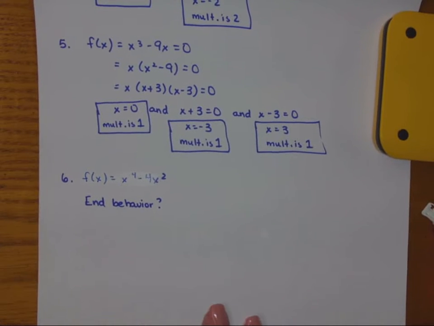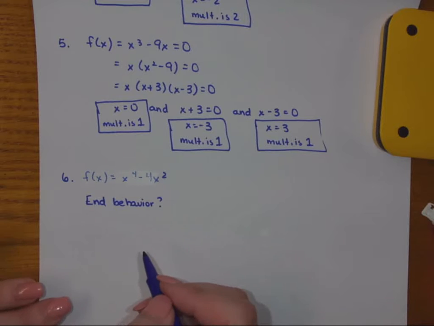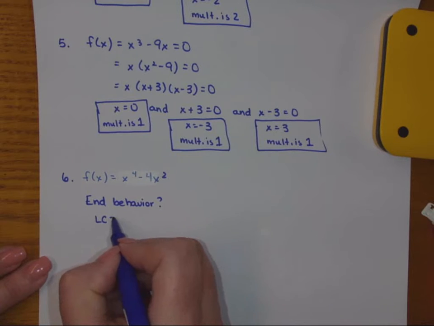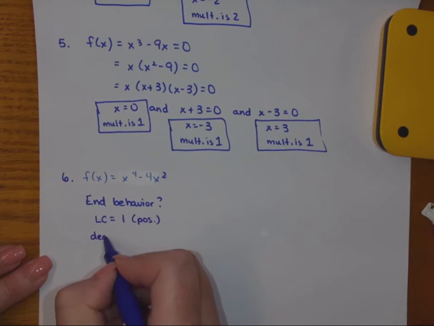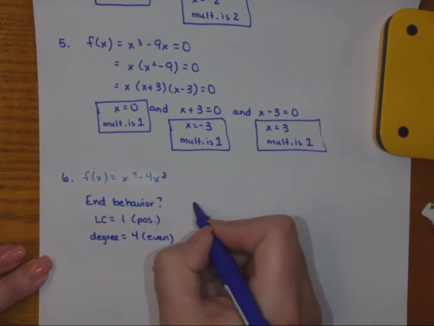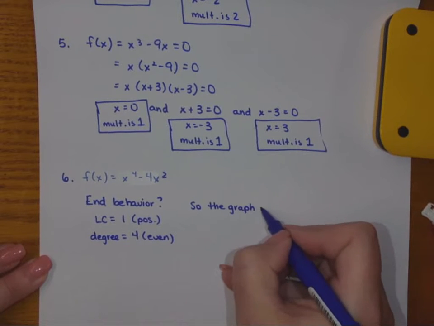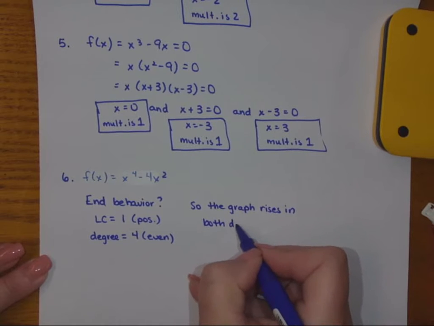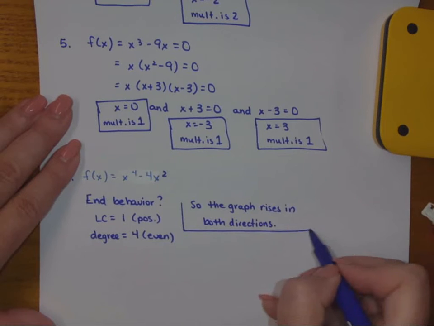On the test I would expect that you have something for everything that I asked for. Remember the end behavior, we just did that back in number 3. Notice the leading coefficient is 1, which is positive. The degree is 4, which is even. So that means the graph goes up in both directions. The graph rises in both directions. This is that 4 cases thing, so you might need to look that up.